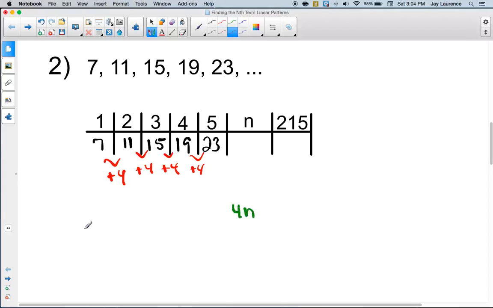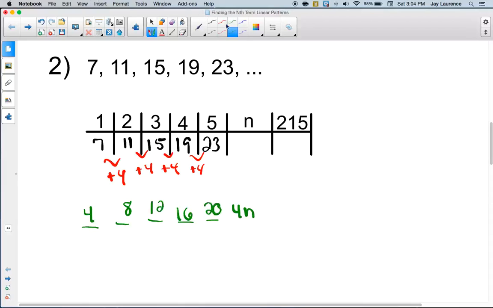So the pattern is going to be a linear pattern, something like 4 times n. Now, I've got to do my comparison line. All I do is take this 1 and multiply it by 4. I put it here. 4 times 1 is 4. 4 times 2 is 8. 4 times 3 is 12. 4 times 4 is 16. And 4 times 5 is 20.